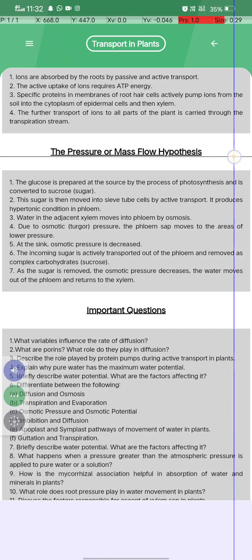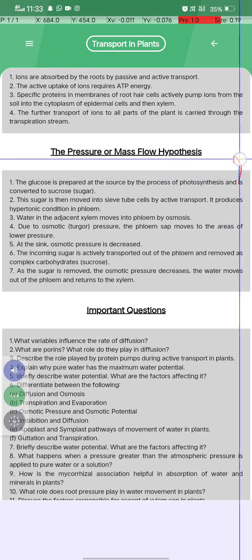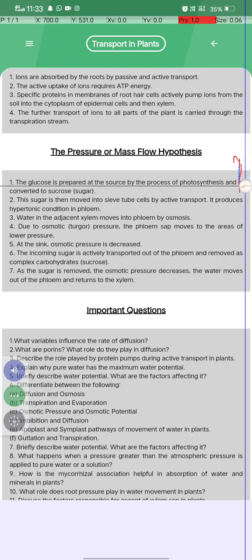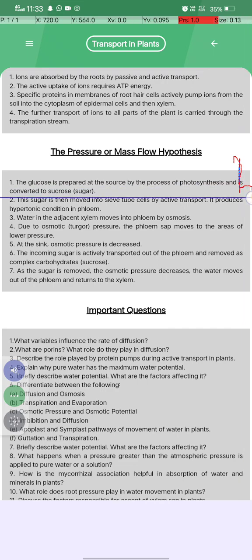देखो ये लास्ट है हमारा, द प्रेशर ऑफ मास फ्लो हाइपोथेसिस क्या होता है. The glucose is separated at the source by the process of photosynthesis and converted to sucrose, and this sugar is then moved into the sieve tube cells by active transport, and it produces hypertonic conditions in the phloem. Water in the adjacent xylem moves into the phloem by osmosis, and due to osmosis turgor pressure builds, and the phloem sap moves into the area of low pressure.